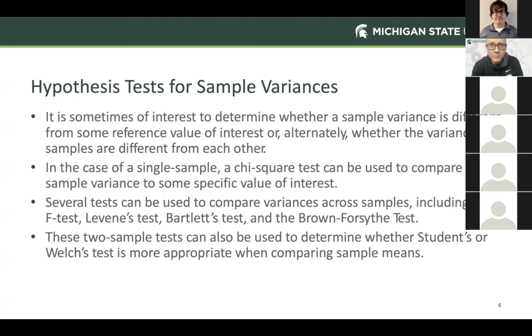And the reason why that's important is that a lot of the methods that we'll talk about this semester will make some underlying assumptions about how the data are distributed. And one of those common assumptions is that the variances are equal across the samples that we're comparing. So just to give everybody a little bit of context there.